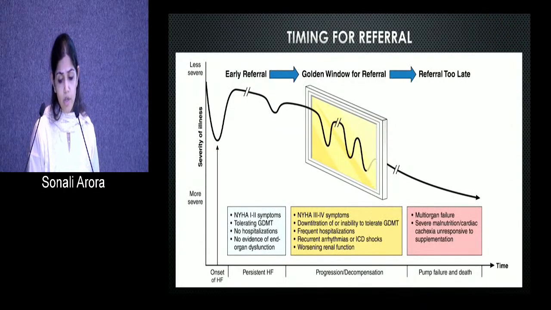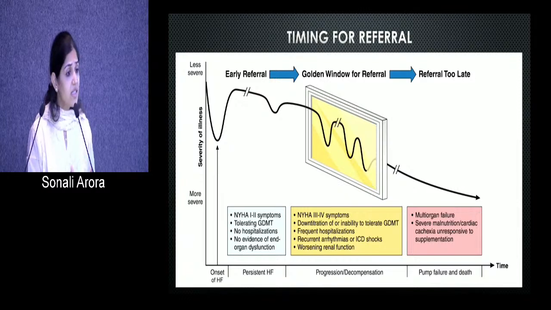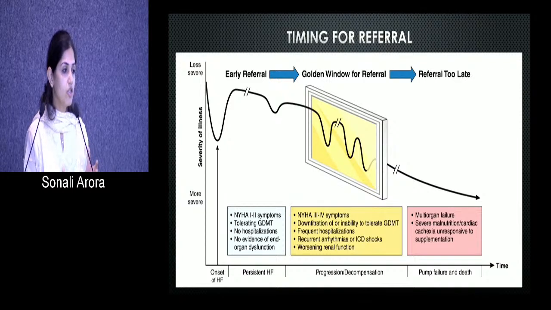So let's talk about timing for referral. The time is on the x-axis, the severity of illness on the y-axis. This is the onset of heart failure. Of course, initially, when you're NYHA class 1 to 2 symptoms, tolerating GDMT, no hospitalizations, no evidence of end organ dysfunction, we can consider referral, but it might be early. But it's good to meet the team when a patient is well and they can actually participate in that decision. But I think it's all right to have these patients follow up with their cardiologist as they are doing well.